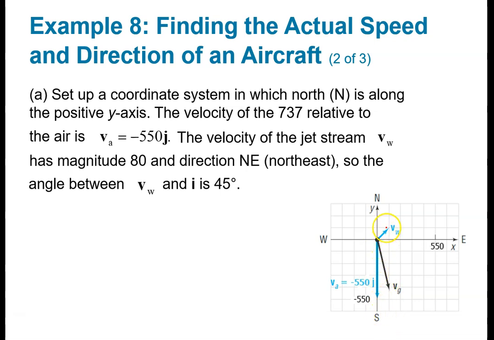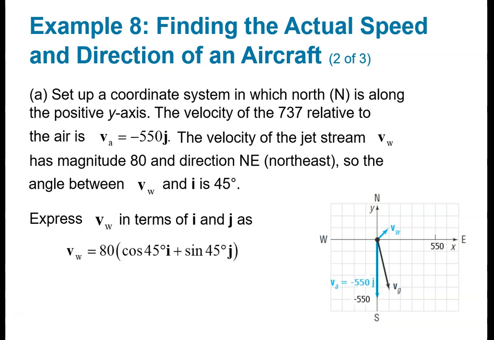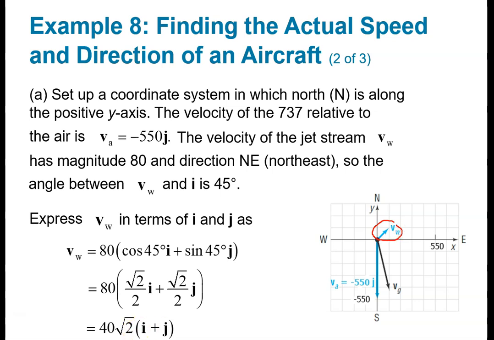And then the i and j for this one, this is 80 for the magnitude, and then 45 degrees, so we just use cosine and sine of 45 degrees to get the magnitude of that wind speed. So 80 cosine 45, just like before, we're going to distribute this through and get 40 square root of 2 for both the i and j components. So that is the vector for the wind speed. That's this one right here in terms of i and j.